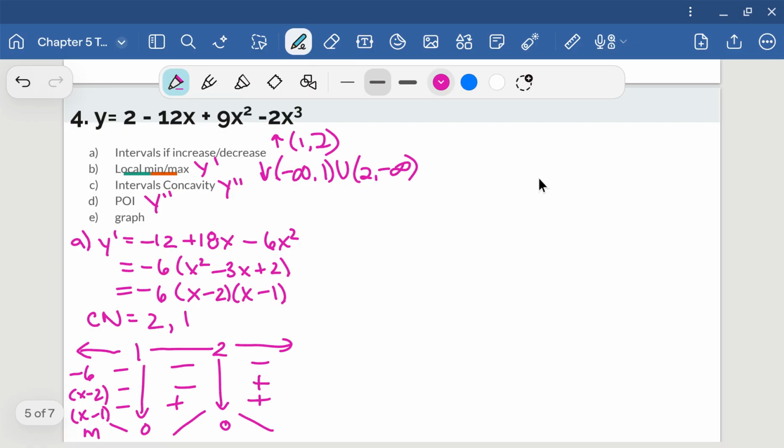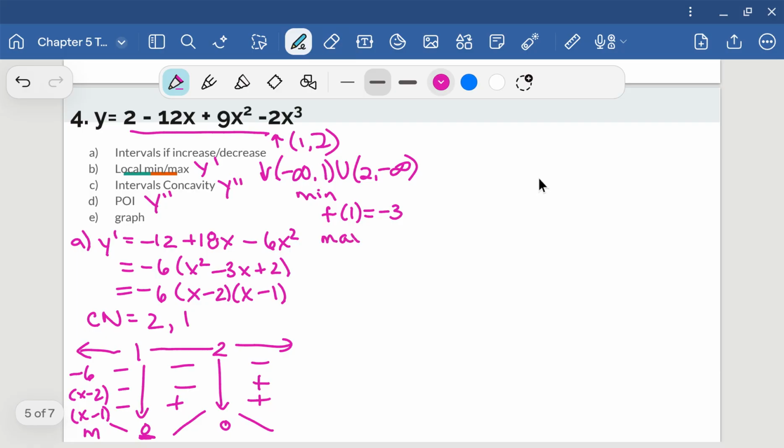I'm also going to talk about my local minimum and my local max. So I have a local minimum at +1. So I can say my minimum is going to be at 1. So when my x is 1, I go back to my original function and plug that value in. I'll see that my y value would be -3.